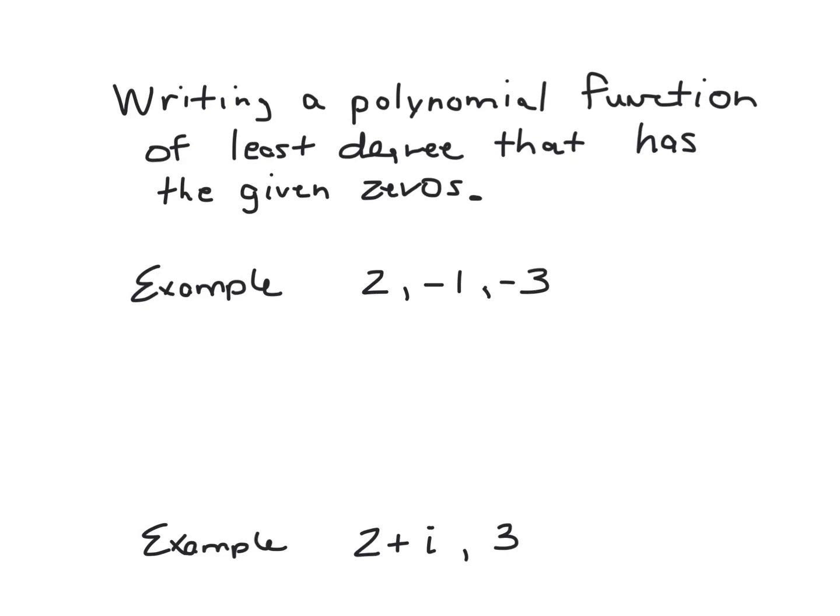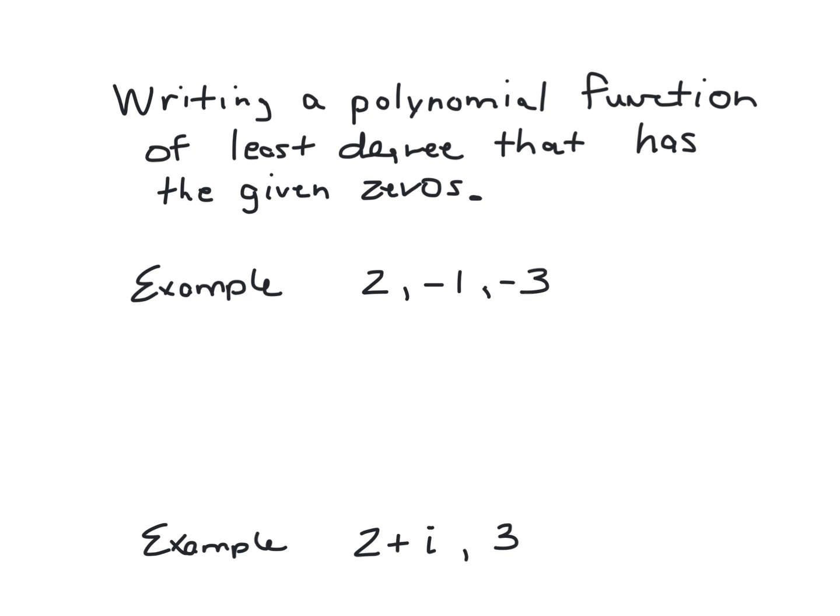And just a continuation of lesson 6.7. So this video will talk about how to write a polynomial function of least degree that has the given zeros. So we've been working with polynomial equations and finding the solutions or the zeros of them. In this type of problem, they're going to give you the zeros and ask you to find the equation or the function that would have those solutions.